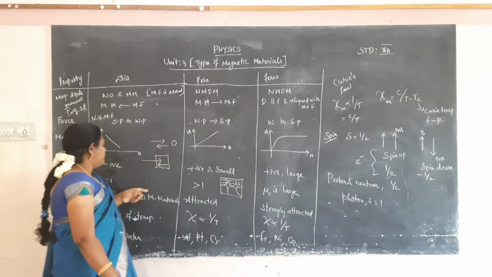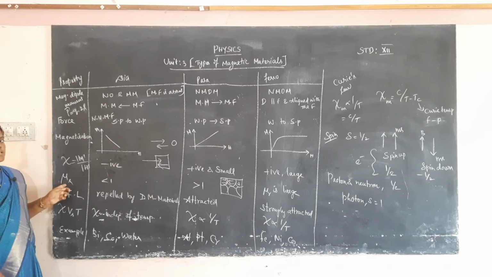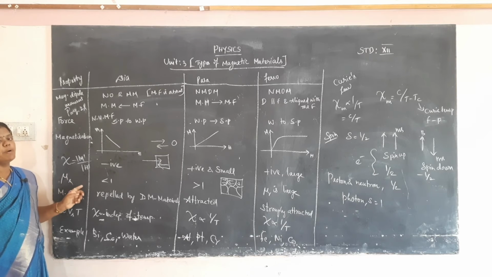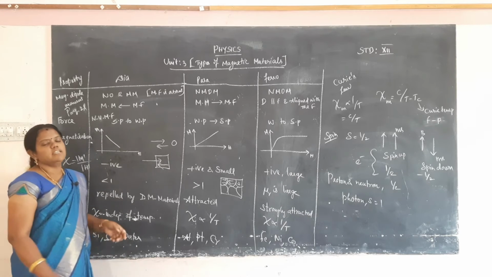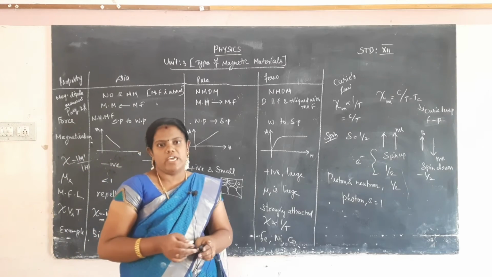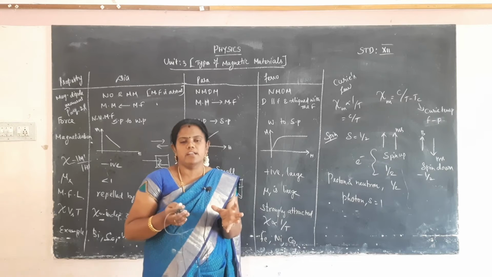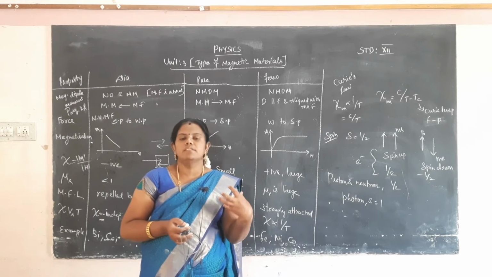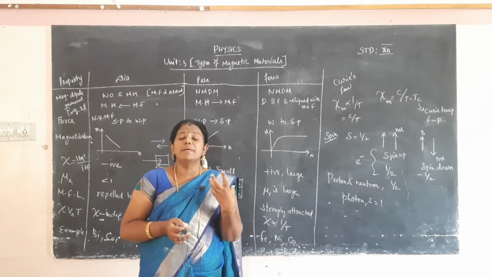And that is mu r. Mu r means relative permeability. What is the meaning of relative permeability? What is the meaning of permeability? It is the ability to permit the magnetic field to pass through them. That is, the material which allows the magnetic field to pass through it has permeability.